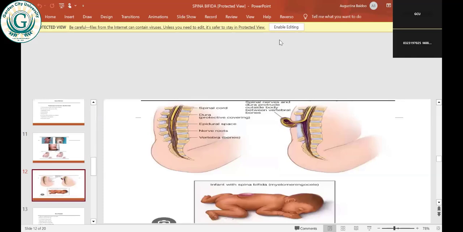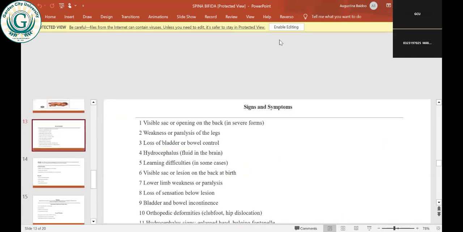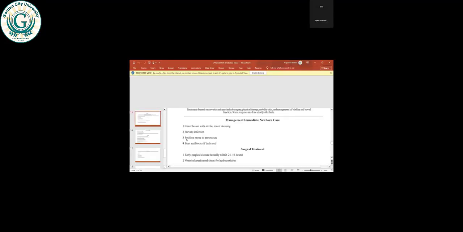My name is Millicent, and I'm going to take the signs and symptoms of spina bifida. Position. Preferably prone position is required.